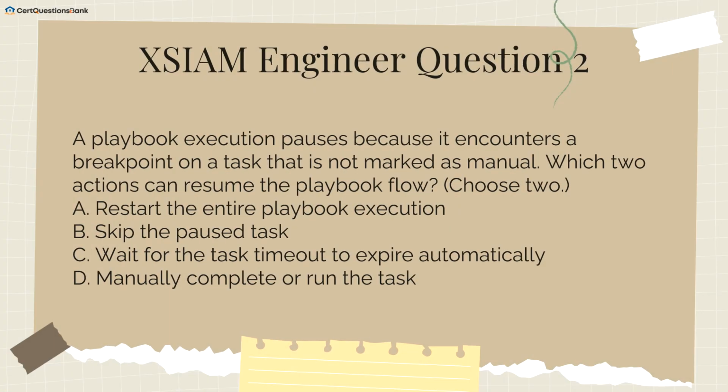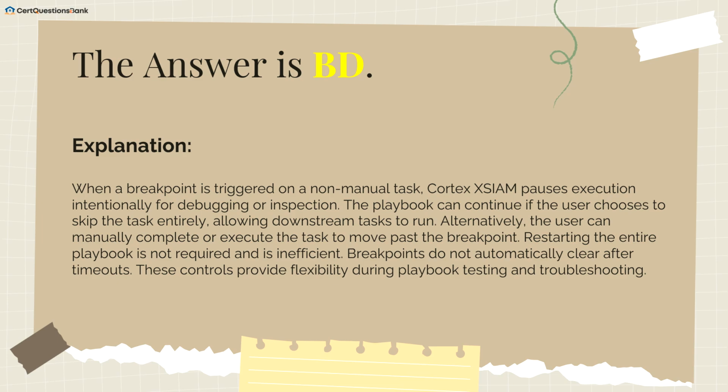A playbook execution pauses because it encounters a breakpoint on a task that is not marked as manual. Which two actions can resume the playbook flow? Choose two. A. Restart the entire playbook execution. B. Skip the paused task. C. Wait for the task timeout to expire automatically. D. Manually complete or run the task. The answer is BD.